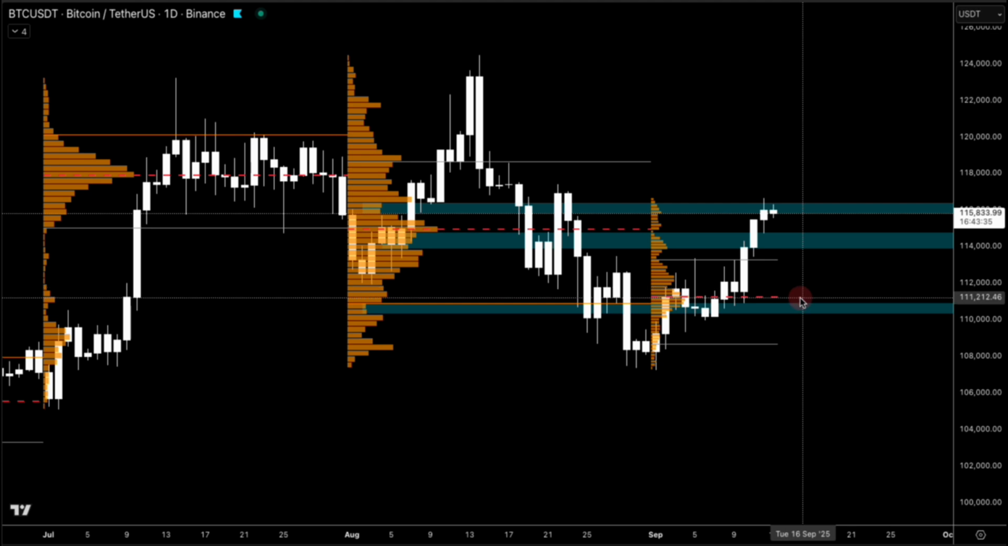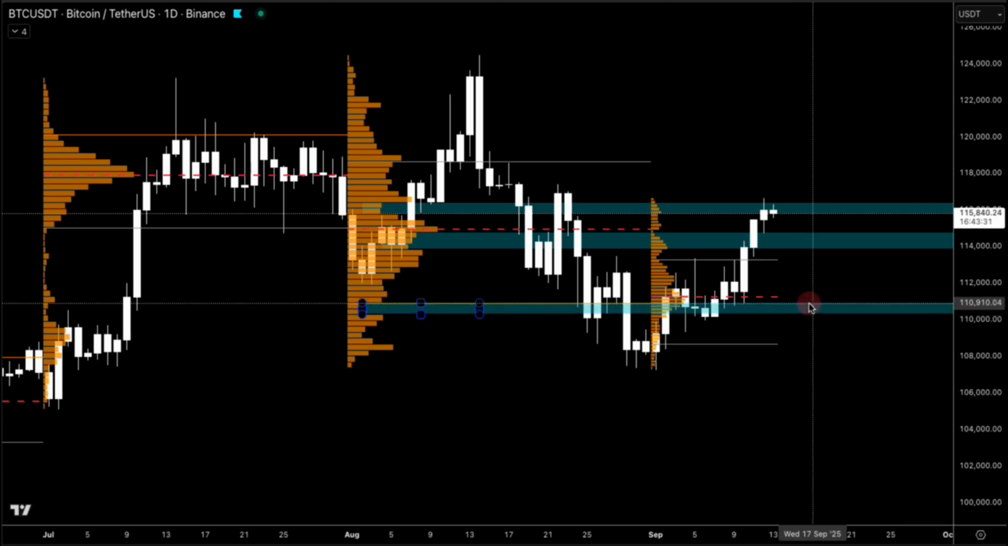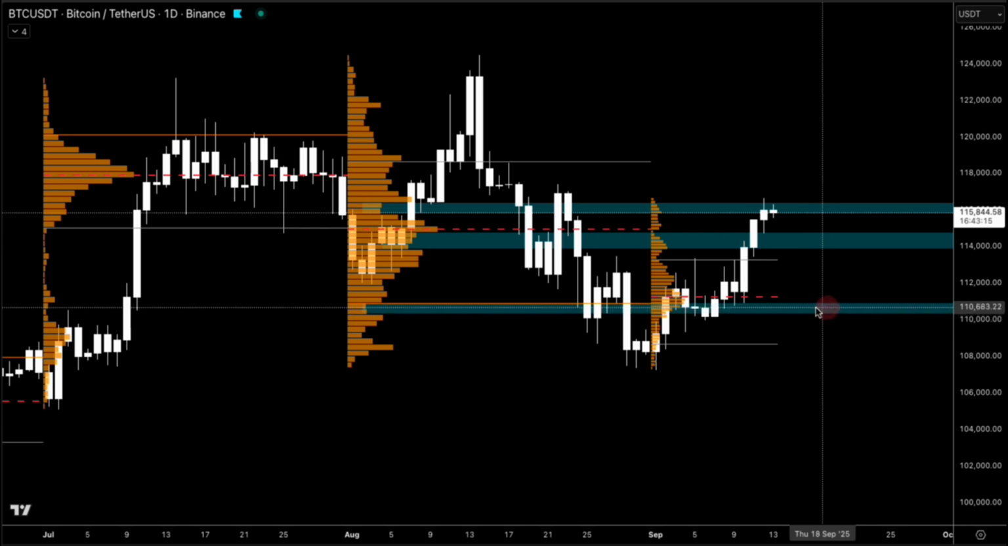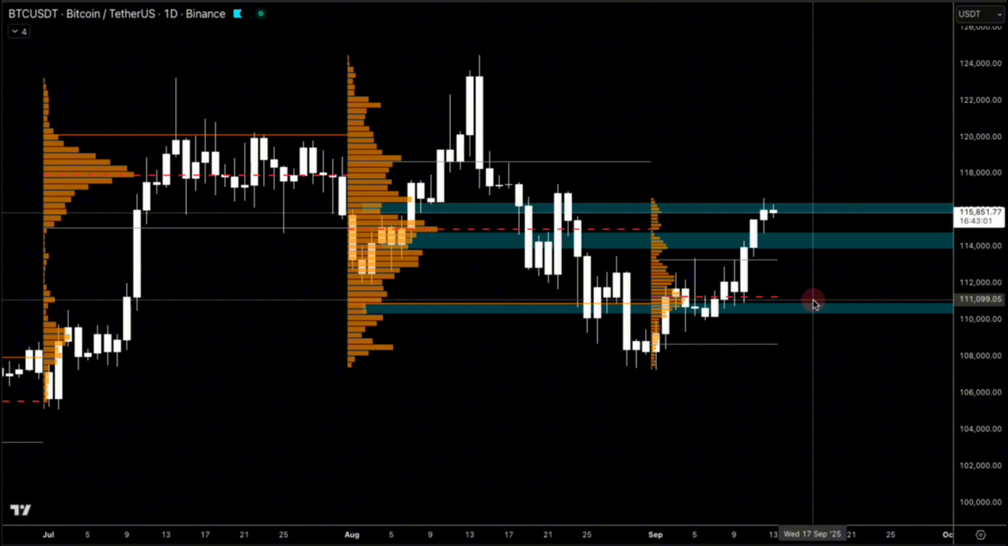So as it stands, this area over here is the zone of 110,910.04, that level, and the low side is 110,305.20. This would be the area where we could consider taking longs from, just so long as price doesn't close below this level right here and bounces from that level. So that is a potential level to think about taking longs from.